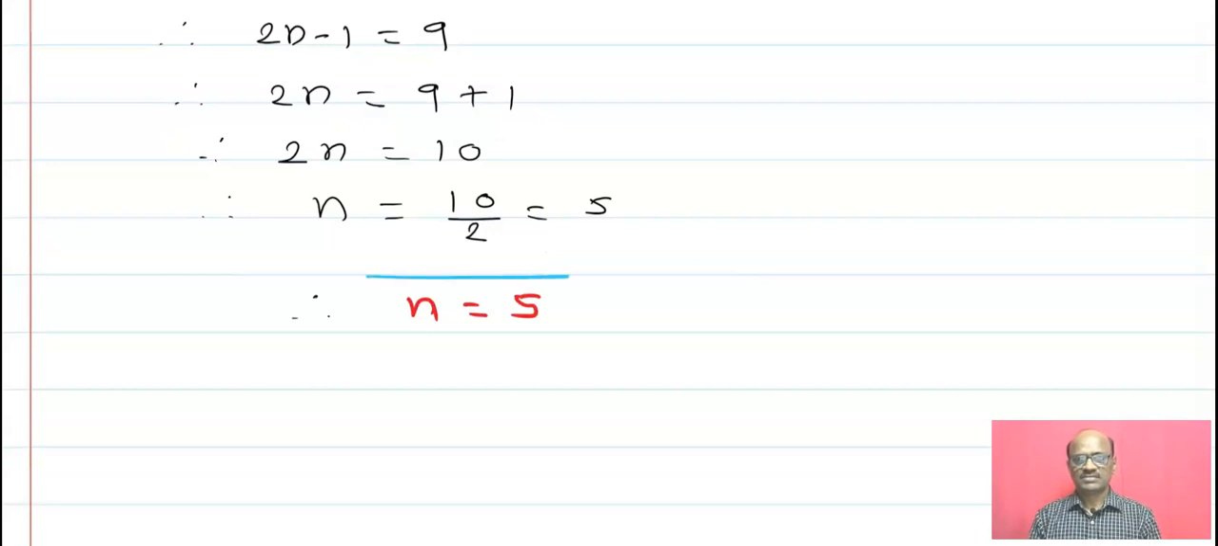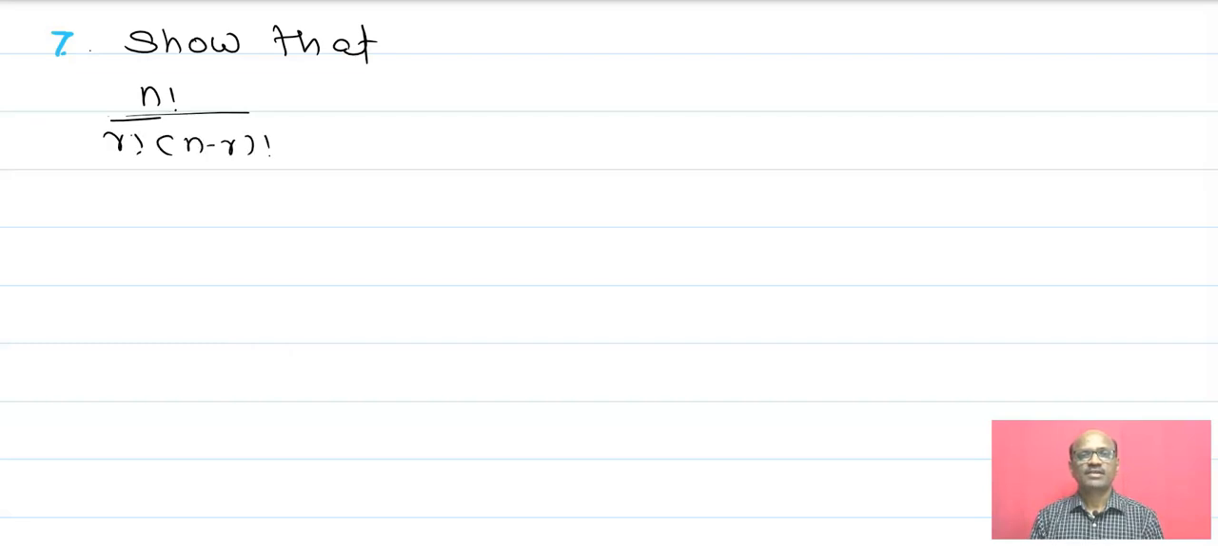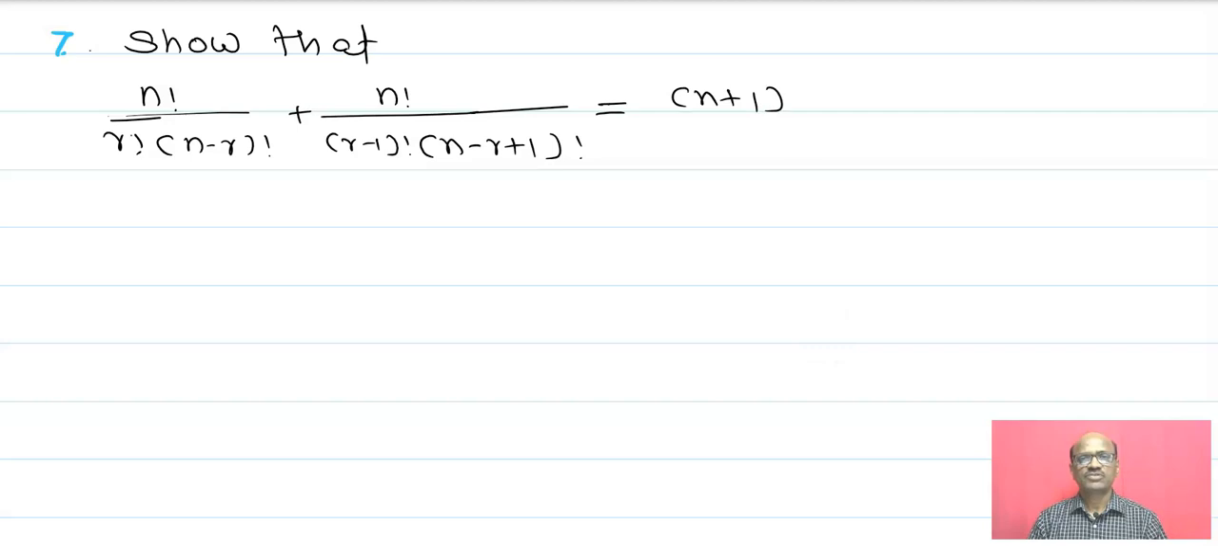Now next is, show that n factorial upon r factorial into n minus r factorial plus n factorial upon r minus 1 factorial into n minus r plus 1 factorial is equal to n plus 1 factorial upon r factorial into n minus r plus 1 factorial. Now evaluate this.